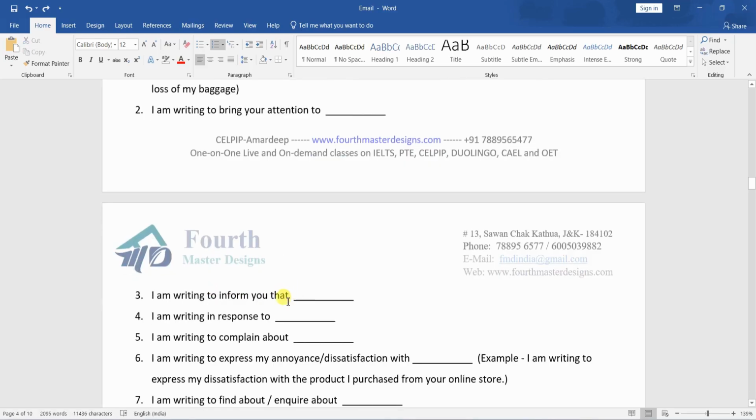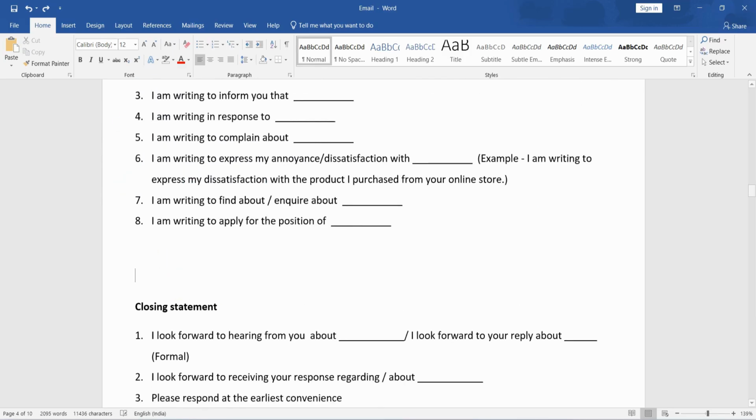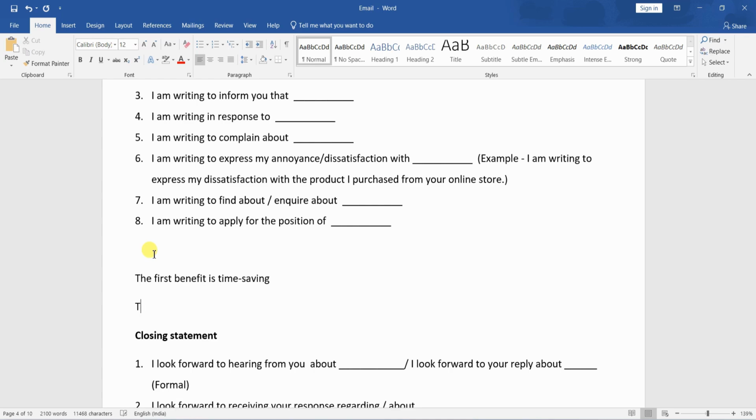Now guys, keep one thing in mind. In general also, I will discuss the grammar part here. The first benefit is XYZ, or let's say time saving. The first benefit is that it saves time. When you are writing that, this that acts as a conjunction. When you use a conjunction to join two sentences, this is the first part, this is the second part. How do you join them? You join them with that.